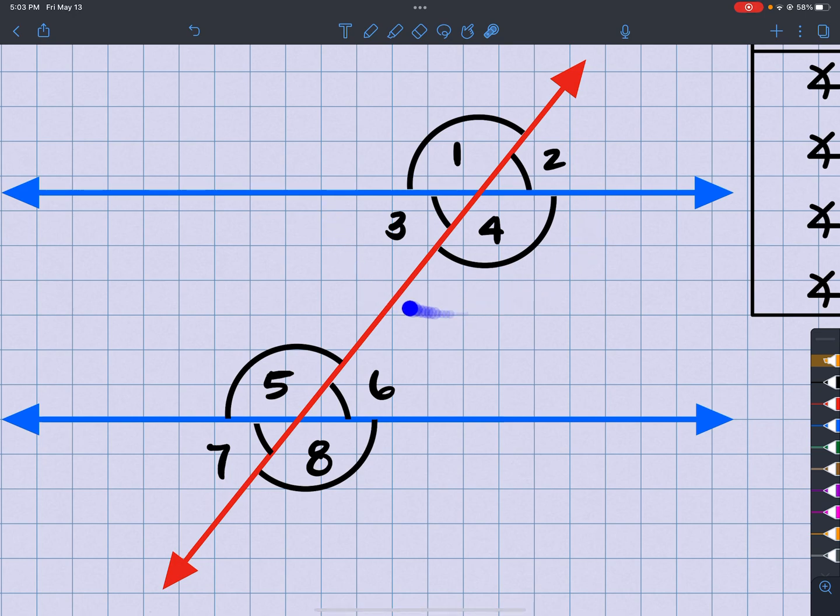3 and 4 is going to create a straight line. 1 and 3 is going to create a straight line. 6 and 8, 7 and 8, 7 and 5, 5 and 6. Those are going to create straight lines for you, so therefore they are supplementary.